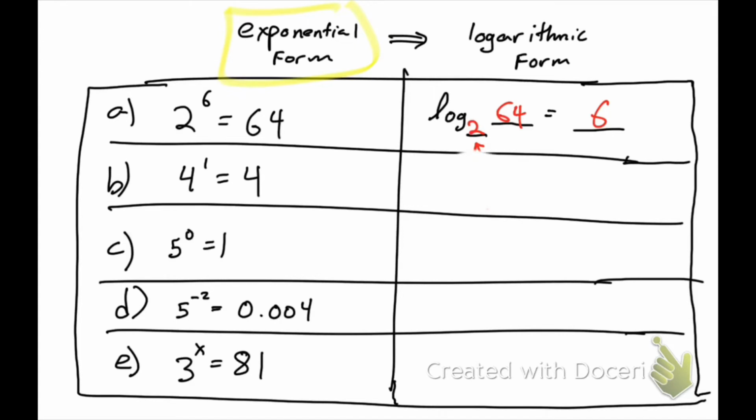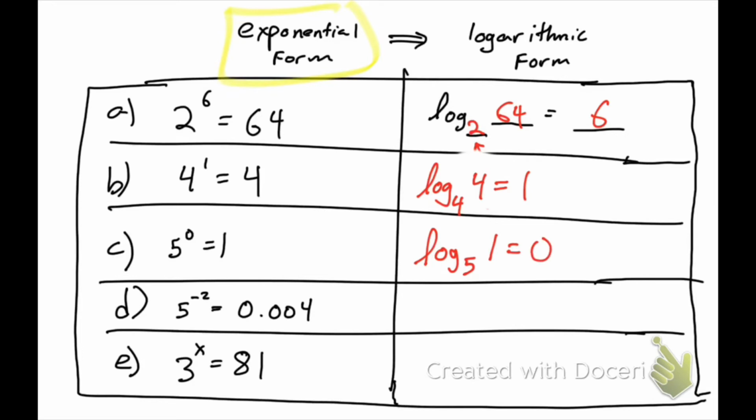Let's look at example B. I'd write log, my base is 4, so the base drops down to the basement. The logarithm equals the exponent, which is 1, and that 4 is the part that's left over, so I just fill in the rest. I'm going to do one more a little bit faster. Log base 5 of 1 equals 0.